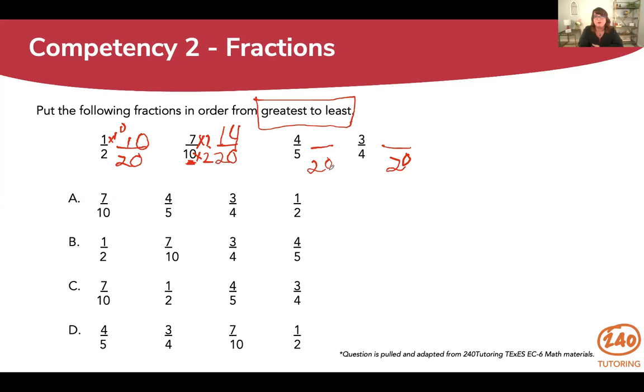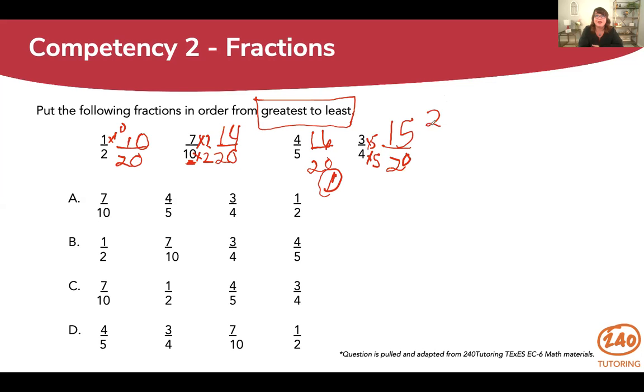Same principle. 5 times 4 is 20. So if we multiply by 4 up here, 4 times 4 is 16. 4 times 5 is 20. If we multiply by 5 down here, multiply by 5 up here. So now we have 15 20ths. Now I'm going to label these. My greatest fraction is right here. Number 1, 16 20ths. Now I can compare them.